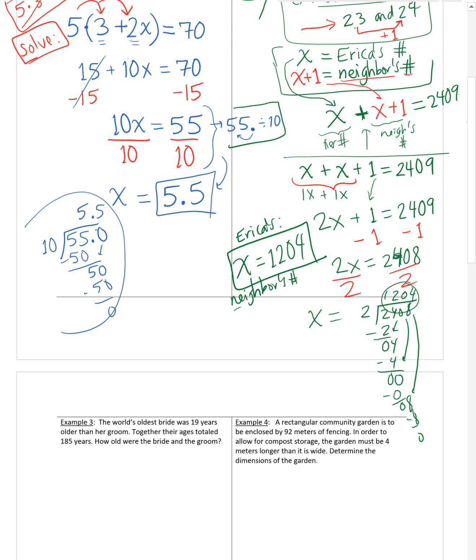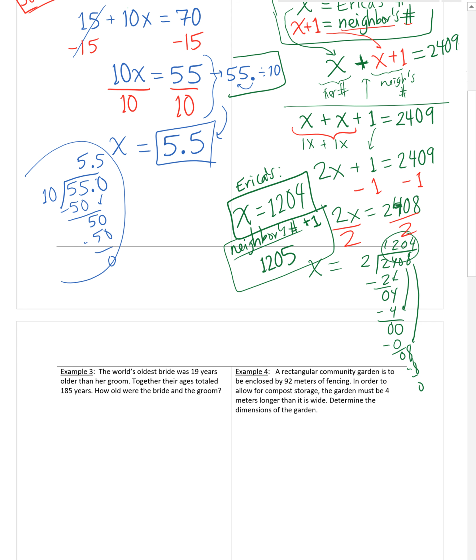Remember we said that her neighbor's number will just be whatever Erica's number is plus 1. So her neighbor's number will be Erica's number, 1204, plus 1, which is 1205. Which makes sense. If they're next to each other, they're consecutive numbers. So those are the ones. And you can check your answer. Does it seem like the sum of those two numbers is, what'd they say? 2409? I think it is. If you add 1204 and 1205, that is 2409.